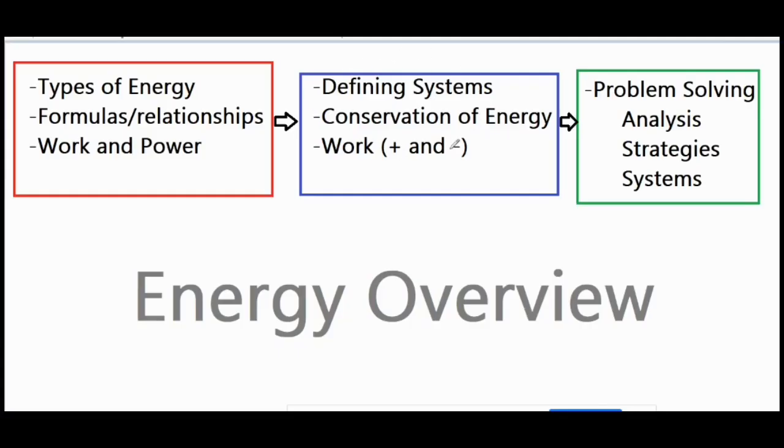Secondly, we're going to be taking a look at some different systems and how to analyze systems and define systems. And along with that, we're going to be taking a look at the conservation of energy and then how work is added or subtracted to these systems. Finally, we're going to be taking a look at the problem-solving process and basically how to analyze a certain situation and use certain strategies in order to successfully solve for unknown variables. All right, so let's go ahead and get started and take a look at some different types of energy.